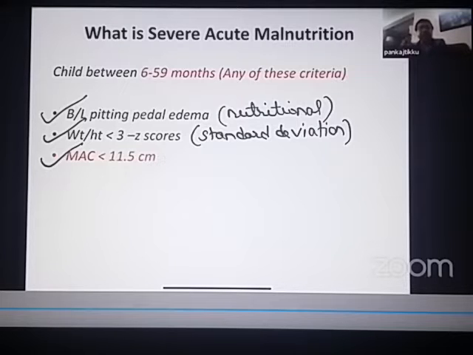Very, very important new topic which is asked many times in the exams. What is the definition of severe acute malnutrition? Child between 6 to 59 months of age with any of these three criteria: bilateral pitting edema in the legs, weight for height which is less than 3 Z scores or less than 3 standard deviation, or mid-arm circumference less than 11.5 centimeter. I have seen PG entrance students confusing. They feel all the three criteria should be present. No, any one of these three criteria. In a child between 6 to 59 months of age, you should think of severe acute malnutrition.